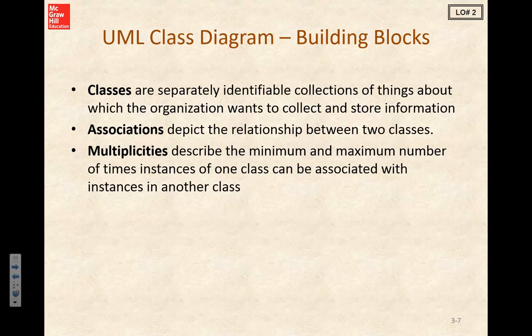So getting started, taking a look at the building blocks for a UML class diagram, there are three different items that we want to be aware of: classes, associations, and multiplicities. Classes are separately identifiable collections of things about an organization that we want to collect and store. Associations depict the relationship between two classes. And multiplicities describe the minimum and maximum number of times instances of one class can be associated with instances of another class.